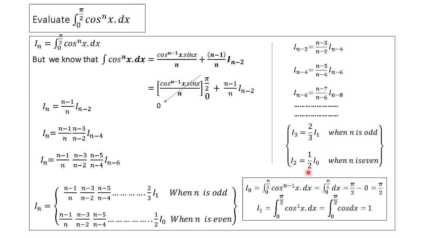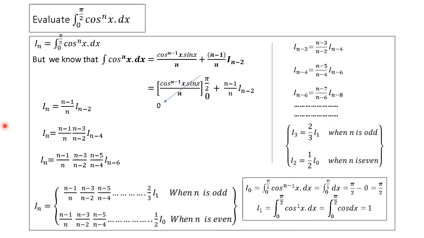Next, I1. I1 means put n is equal to 1 here. Then you will get the integral from 0 to pi by 2 of cos x dx. Cos to the power 1 is cos x, and the integration of cos x is sin x. Applying upper and lower limits, you will get sin pi by 2 minus sin 0. Sin pi by 2 value is 1, so 1 minus 0 is 1. So I1 is 1 and I0 is pi by 2.